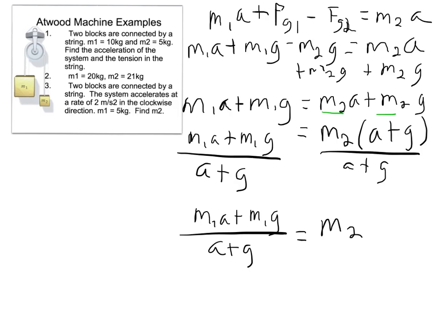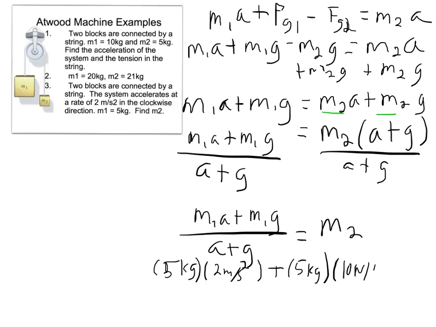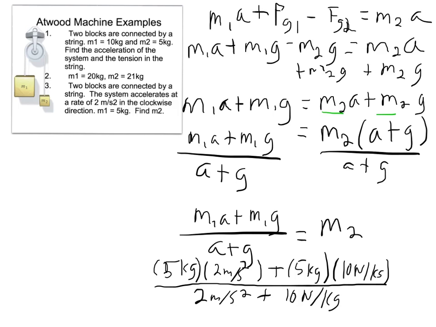And now if I substitute in my numbers, I should be able to find what I'm looking for. m1 in this problem is 5 kilograms. Acceleration is 2 meters per second squared. I'm just looking back up at problem 3 to get these numbers. Plus m1 is 5 kilograms. Gravity on Earth is 10 newtons per kilogram. Divided by a, which was 2 meters per second squared, plus gravity, 10 newtons per kilogram. And newtons per kilogram and meters per second squared are really the same thing, so it's safe to add those. That will give us mass 2.